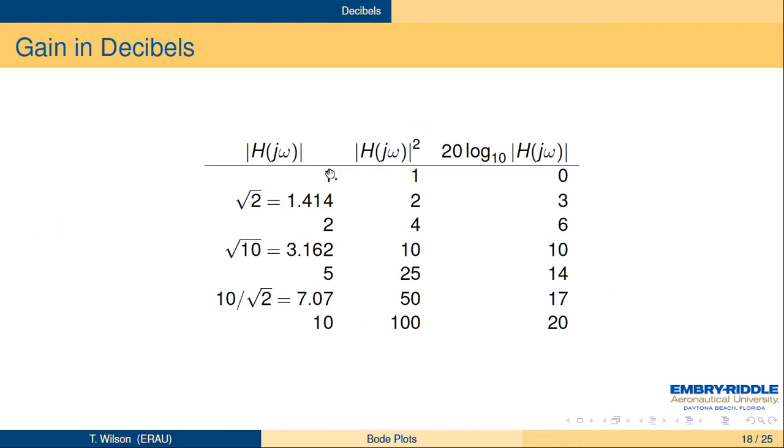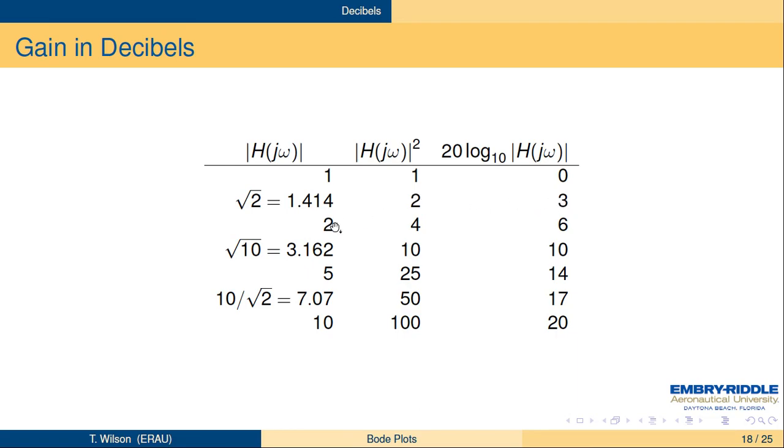So here's a set of gains and their corresponding power gains. If H(jω) is the circuit gain, then |H(jω)|² would be the circuit power gain. Here's the circuit gain in decibels, 20 log base 10 of the magnitude. No gain is 0 dB. A gain of root 2, which is a power gain of 2, is 3 dB.